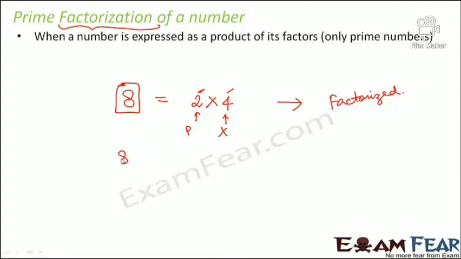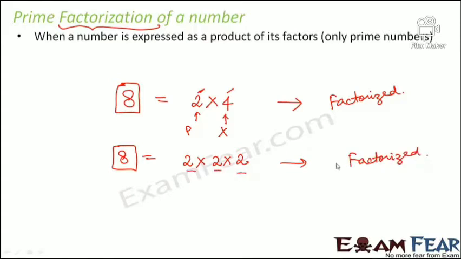So how will we do prime factorization of 8? Now if we write 8 as 2 into 2 into 2, like this also we can write. Now in this case also we have written 8 as a product of its factors. So basically here also we have factorized 8. But now if you see, here all the factors are prime numbers. So we can say that we have prime factorized 8, or this is called prime factorization of 8. So when a number is expressed as a product of its factors such that all the factors are prime numbers, then we call it the prime factorization of that number.